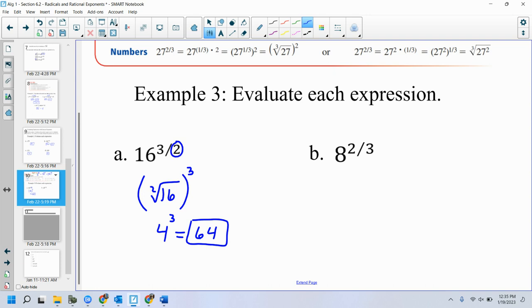Okay, now I could have done this a different way. I could have said, okay, find 16 to the third power and then take the square root, but I don't know about you guys, I don't really want to take 16 to the third power. It's probably a pretty big number.